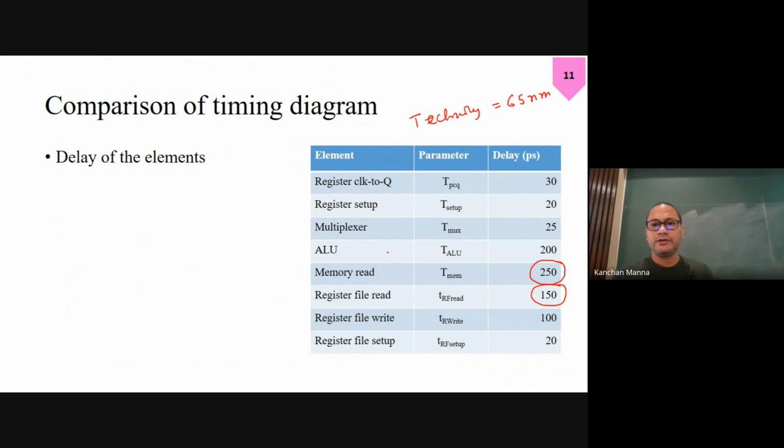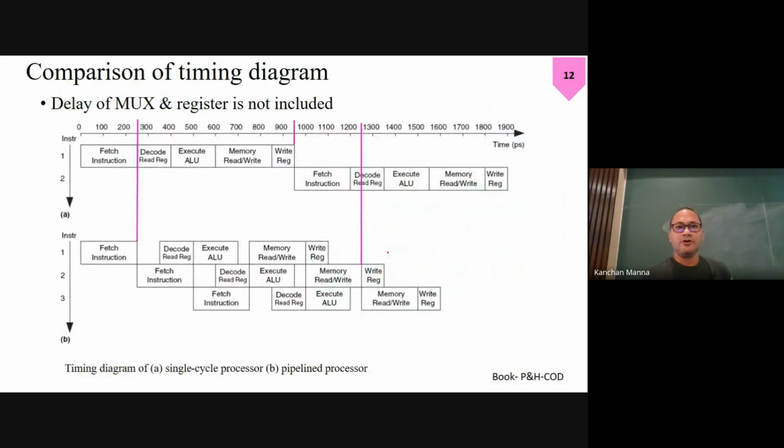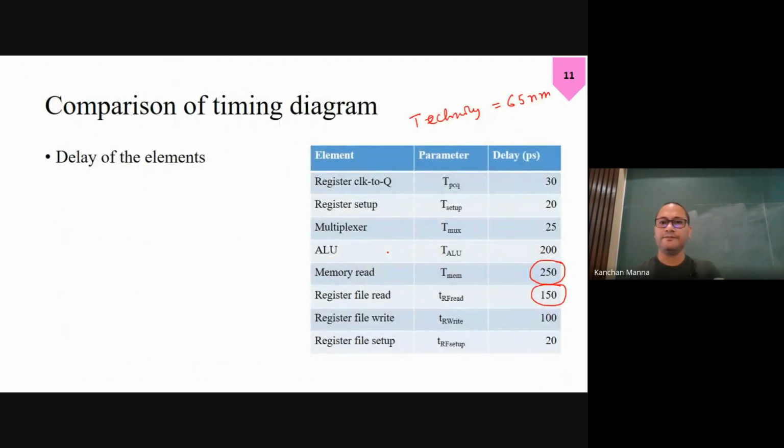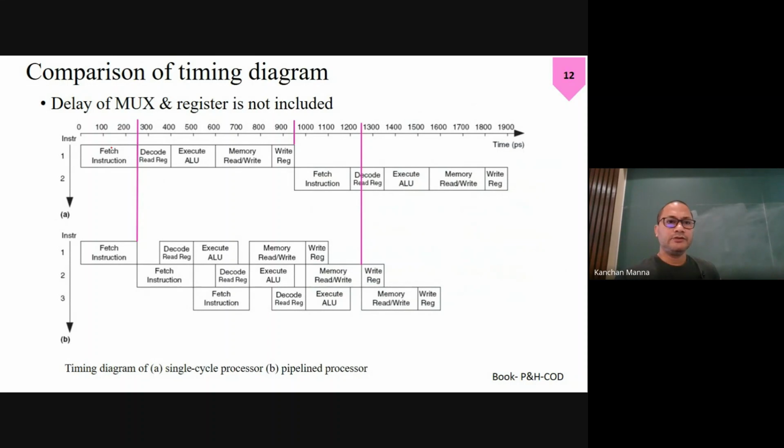So now we'll compare the timing diagram. If we take those components that we just saw and build the single cycle data path, what could be the delay? The phase time you can see here: the memory read operation takes 250 picoseconds. Next, the decoding, and you see 150. In this way, this is the end of one instruction execution.